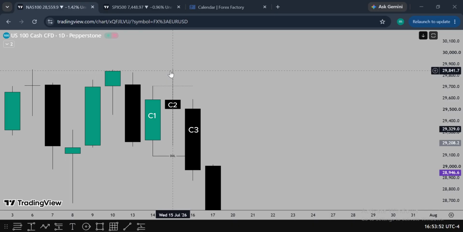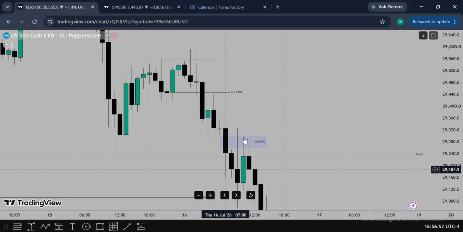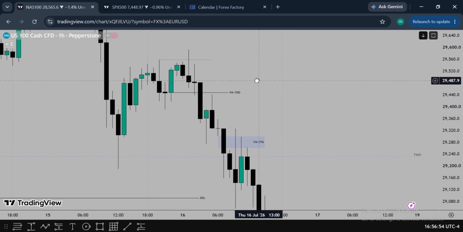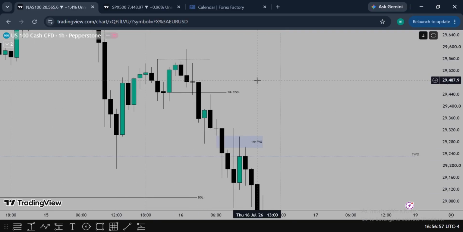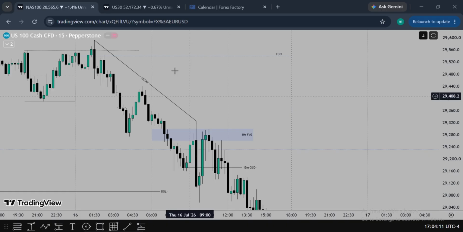Our draw on liquidity will be Tuesday's low. Here on the 1-hour time frame, as you can see, price opened, formed a high and confirmed the high with a 1-hour change in state of delivery and started to go lower to our draw on liquidity. So after confirming our high of the day, we will start to look for a sequential SMT to confirm our bias.